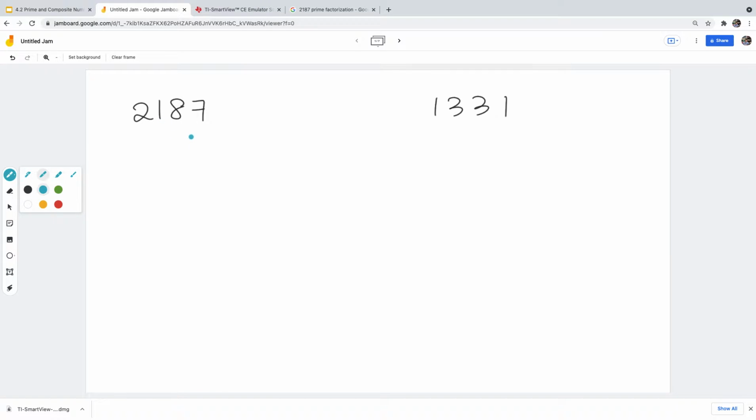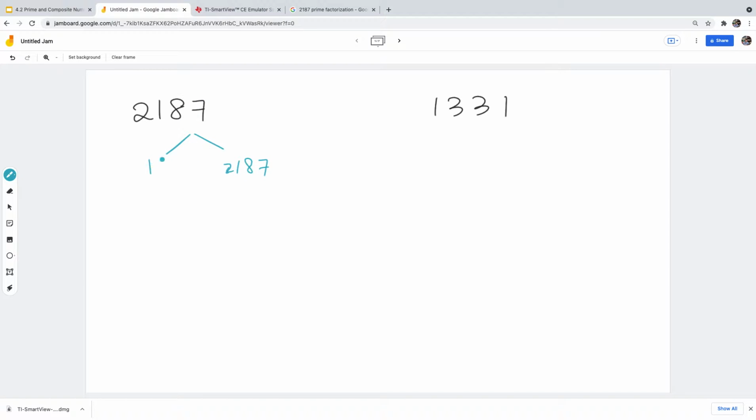Let me explain that a little bit more. If it is only divisible by 1 and no other prime numbers divide it, then 2187 has only these two factors. It is of course a prime number, right?